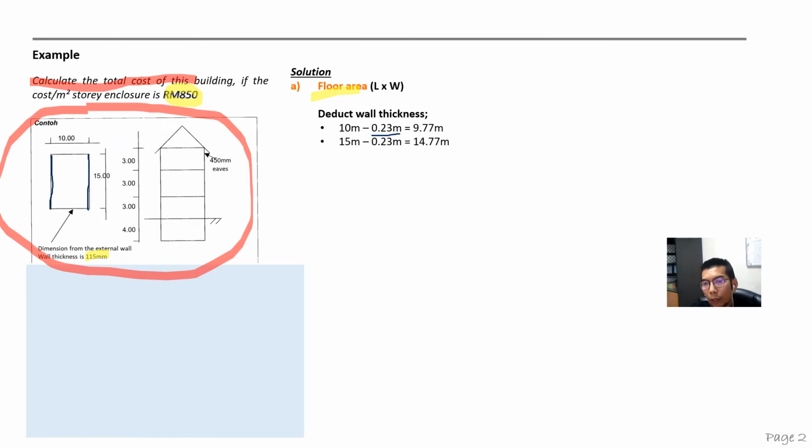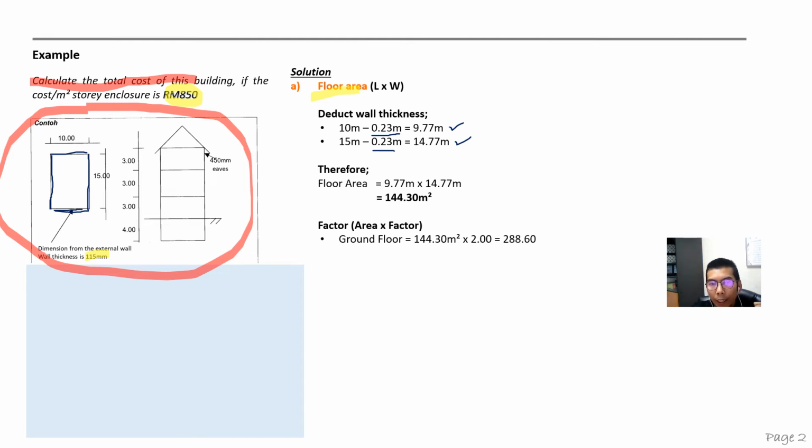Untuk kedua-dua side bangunan. Sama juga dengan width, untuk 15 both sides, you have to minus 0.23 as well. So you will get here 9.77 meter and 14.77 meter. Then baru you boleh calculate the floor area. So the floor area will be 9.77 meter times 14.77 meter. You will get 144.3 meter square.